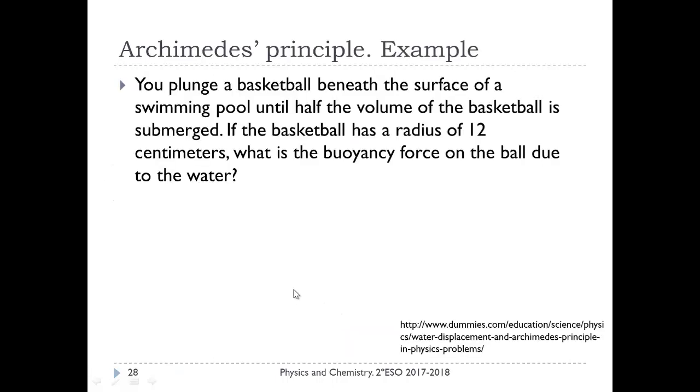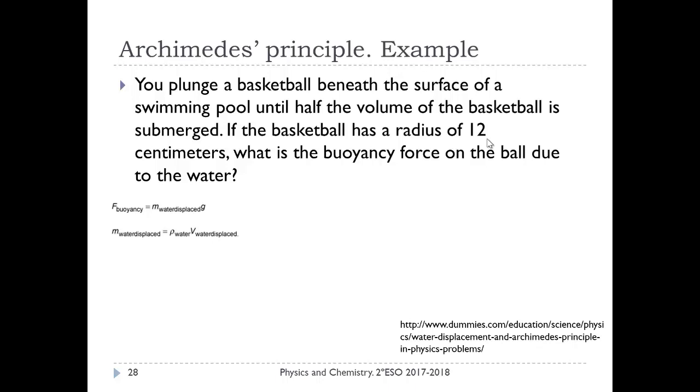So, an example. I took this problem from this site here, and it says the following. You plunge a basketball beneath the surface of a swimming pool until half of the volume is submerged. If the basketball radius is 12 centimeters, what will be the buoyancy force on the ball due to water? The buoyancy force is going to follow the Archimedes principle, the upthrust. So the matter displaced will be the density of the water times the volume displaced.